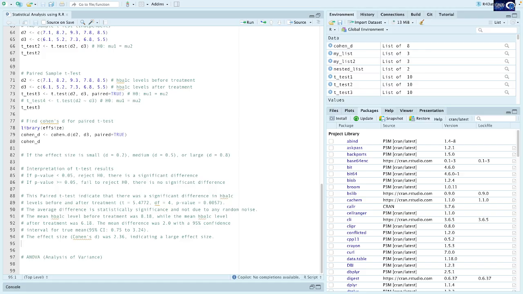So data equals data frame, where value is group 1, group 2, group 3, and group is a factor representing A, B, and C, each 5 times. This will create the data, and my data will look like this, with values labeled A, B, and C.